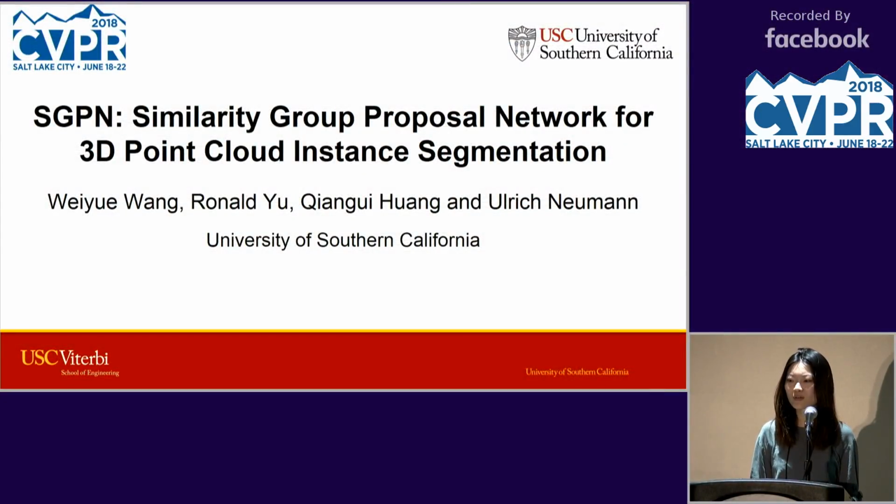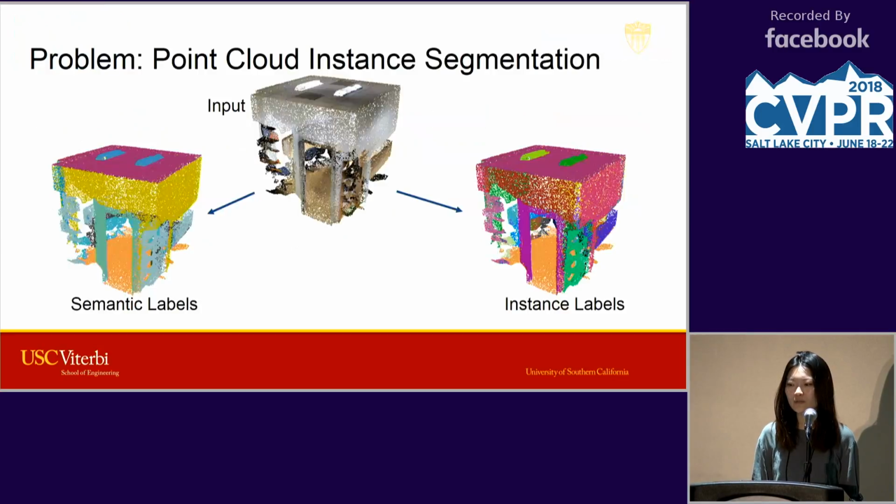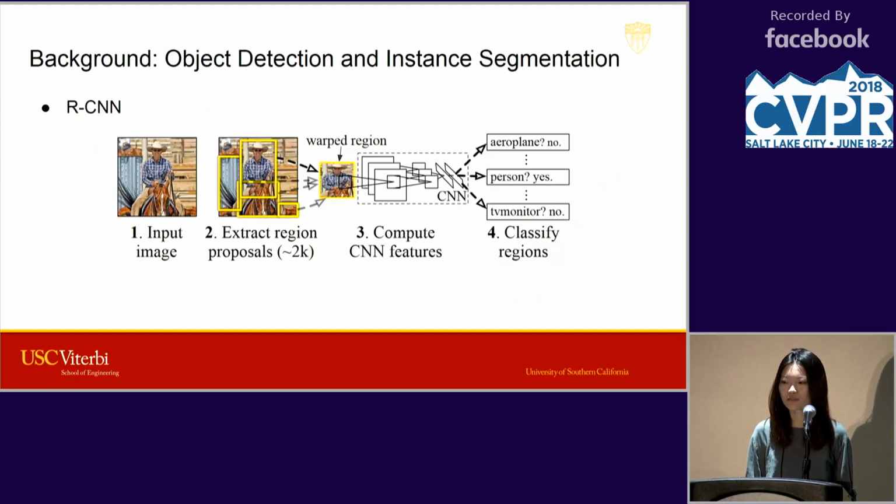Today I'm going to talk about 3D point cloud instance segmentation. What we want to do is, given a 3D point cloud, for each point, we want to have a semantic label and an instance label. For instance label, it's like there are a bunch of chairs, and we want to label chair 1 and chair 2.